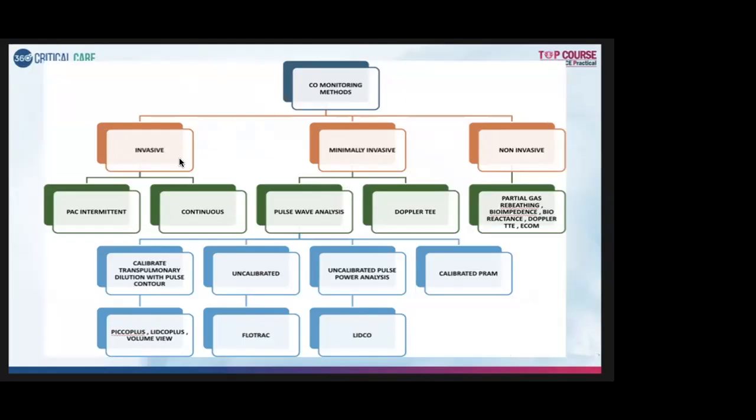So what is the invasive one? We all know it is the pulmonary arterial catheter, which can be used intermittently or continuously to measure the cardiac output. And it is considered to be the gold standard for cardiac output measurement, right? And minimally invasive, we have two techniques: pulse wave analysis and Doppler transesophageal echo. In pulse wave analysis, there could be calibrated and uncalibrated devices, where the calibrated ones are PiCCO plus, LiDCO plus, VolumeView, which also uses transpulmonary thermodilution, and the uncalibrated ones are FloTrac and LiDCO, which mainly use pulse wave analysis. And the non-invasive ones are bioimpedance and bioreactance.